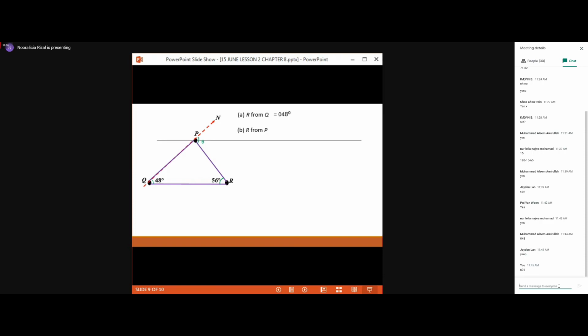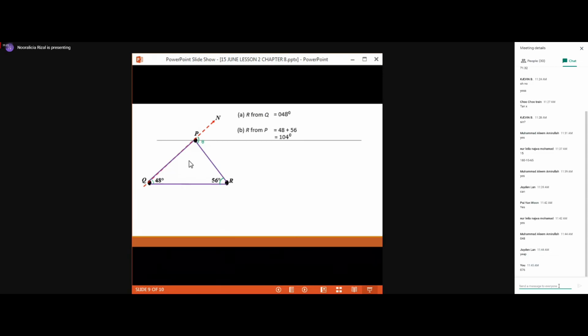Okay, so Sean, you are incorrect. It's not in here, it's outside of the triangle. So how to find it, this is your concept of the exterior angle. So you can straight away add 48 and 56, so you get 104. Or you can do the long way, but this is the fastest way.